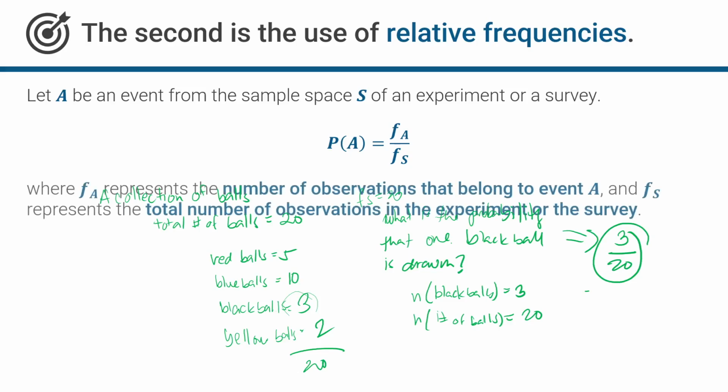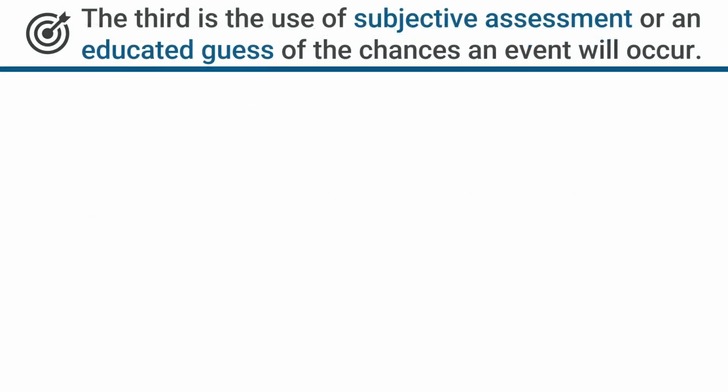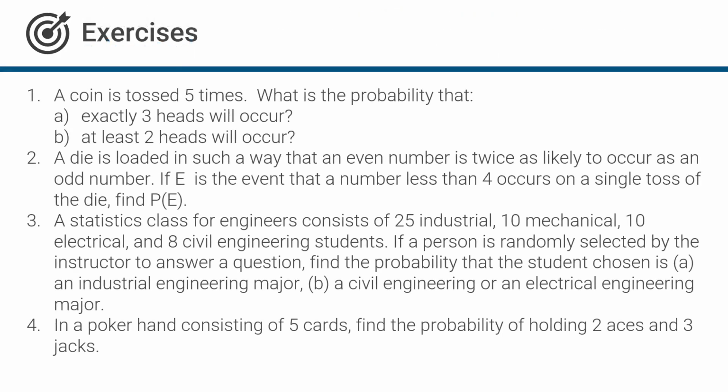So next, the third use is the subjective assessment, an educated guess of the chances an event will occur. So this one is quite special because these are hypothetical in nature. So we will not be dealing with that. We'll just be dealing with the historical and the empirical. Okay, so let's answer some exercises for this one.